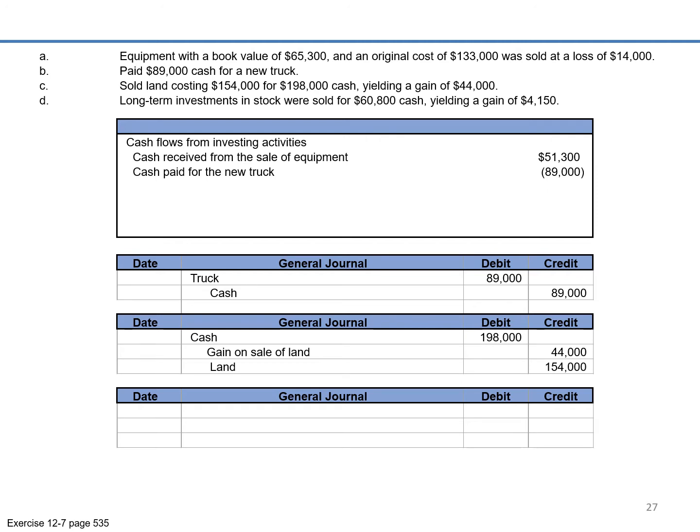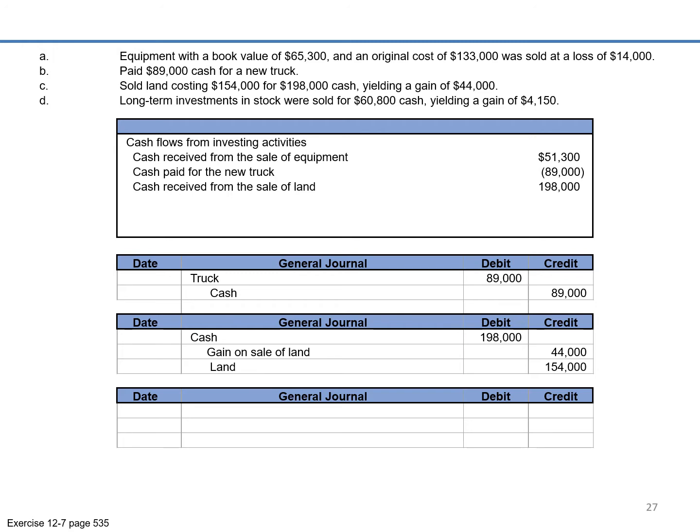154 plus 44 equals 198, so our debits equal our credits. And we got cash on sale of land for 198, so that's going to increase our cash flow from investing activities, 198,000. Then in letter D, we have long-term investments in stock that were sold for $60,800 cash, yielding a gain of $4,150.